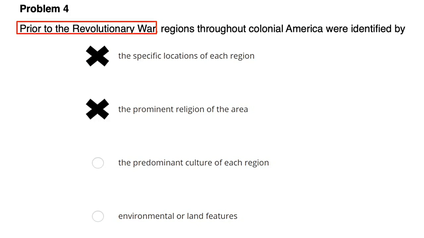What about the predominant culture of each region? Again, prior to the Revolutionary War, this was not a factor that was used to identify the regions of colonial America. What about the environmental or land features? Prior to the Revolutionary War, regions were identified by environmental or land features, like coastal plains or backcountry areas. After the Revolutionary War, regions were defined more by their specific geographical locations. So the correct answer to how the regions throughout colonial America were identified prior to the Revolutionary War is by their environmental or land features.